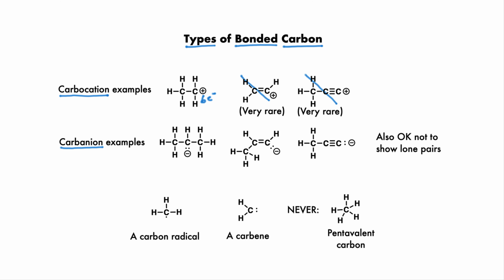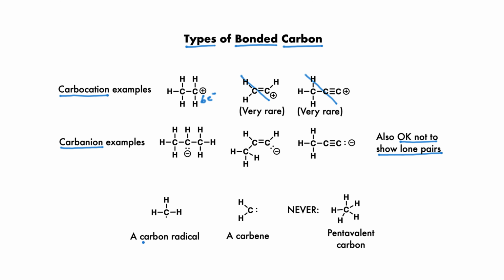A carbanion always has 3 bonds and 1 lone pair of electrons. It will be found on single, double, and triple bonded carbons. Carbanions are reactive because they want to get rid of the negative charge. It is often okay not to draw the lone pair, although it is still understood to be there.